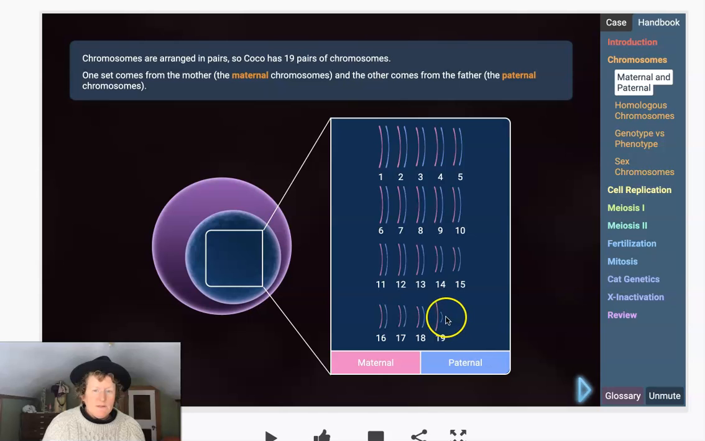chromosomes. You can see that the Y here in the sex chromosomes on number 19 here, the Y came from dad, which makes sense because fathers either contribute a Y or an X. If they contribute a Y, the offspring will be XY and be male. If the fathers contribute an X, the offspring will be female because XX is female.